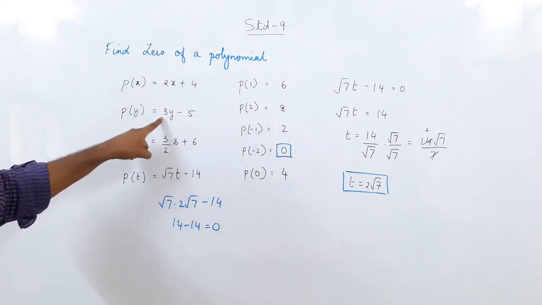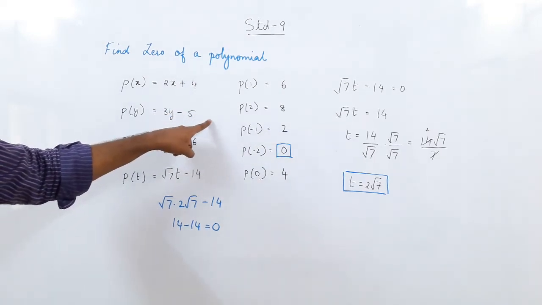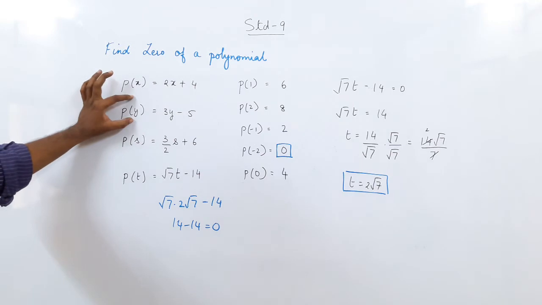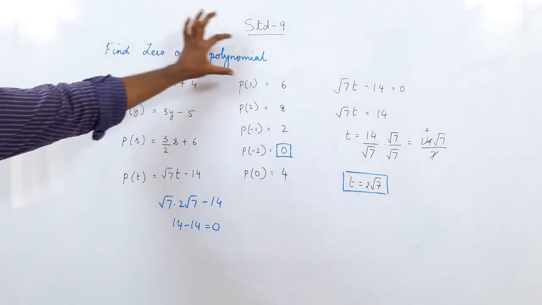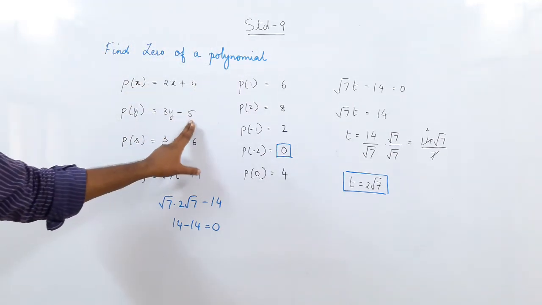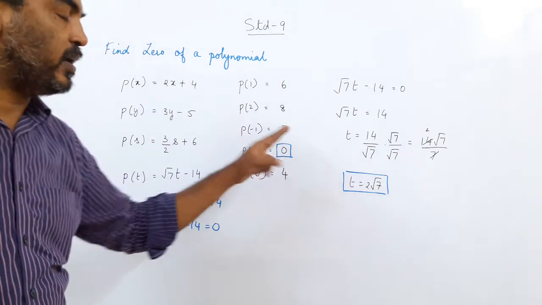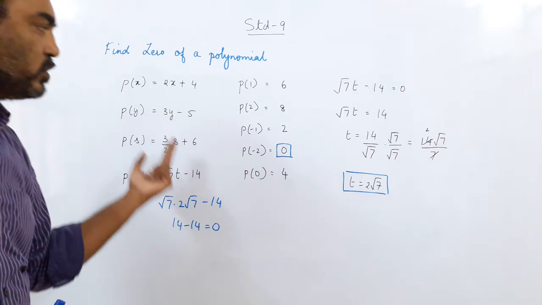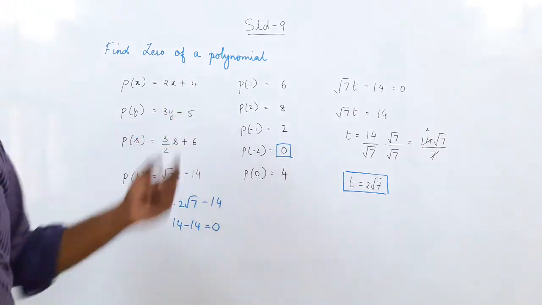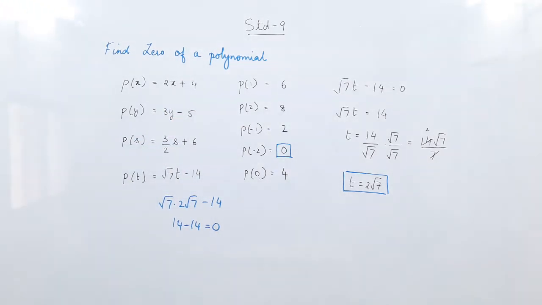What you will write? 3y minus 5 equal to 0. Because you want to find the value of y where the value of the polynomial becomes 0. So 3y minus 5 equal to 0. Minus 5 goes on the opposite side, becomes plus 5. 3 is in multiplication, goes into division. So you will get y equal to 5 upon 3. Okay. So this is what I am going to do for today.